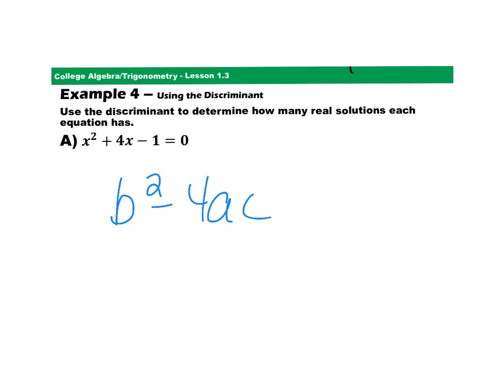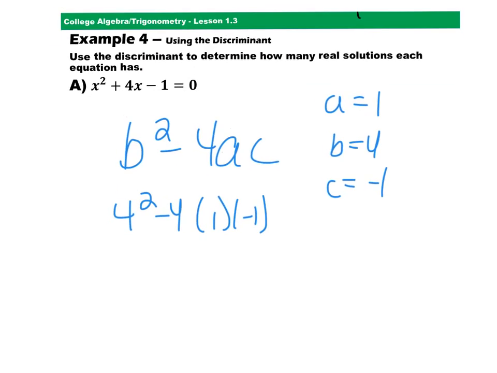So what is b in this case? Four. A is 1, b is 4. What's c? Negative 1. So 4 squared minus 4 times 1 times negative 1. What's 4 squared? 16. What's negative 4 times 1 times negative 1? So it's plus 4. What is the value of the discriminant? What is 16 plus 4? 20. So the value of the discriminant is 20.